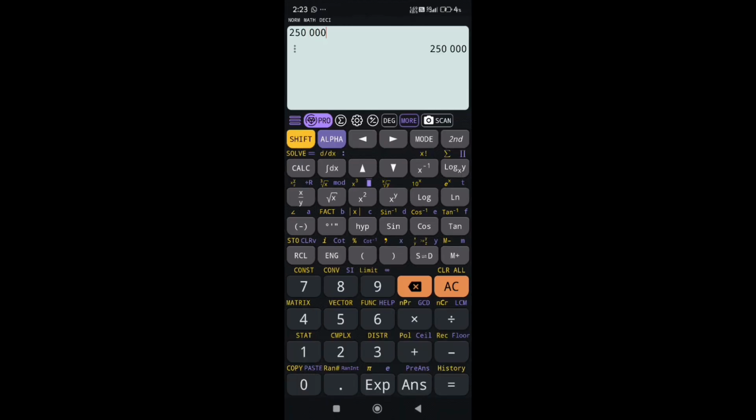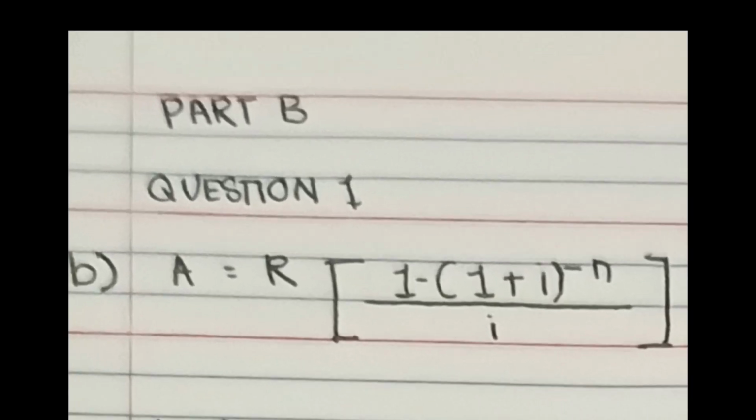To calculate it with a calculator, we need to put 250,000 ringgit equals P. But here I change it to S because they don't have P in the calculator. Then we put open bracket 1 plus 0.048 per 12, and then close the bracket. Then we put the power of 12 multiplied by 25. The answer is going to be 75,479 ringgit. Let's move to the next question.